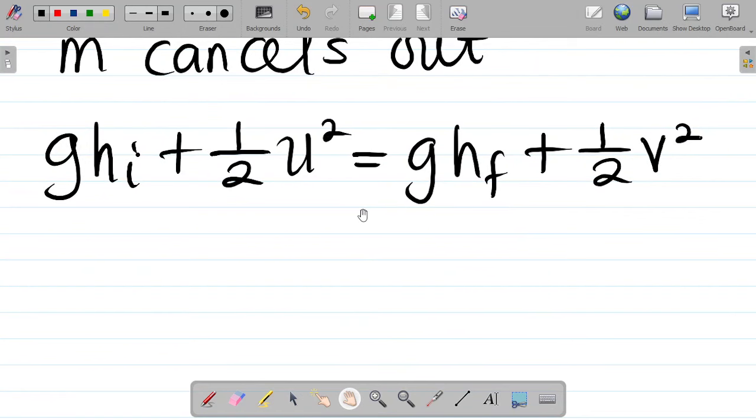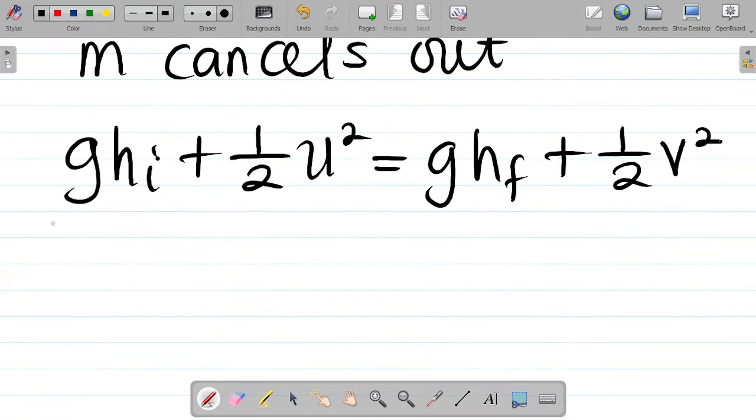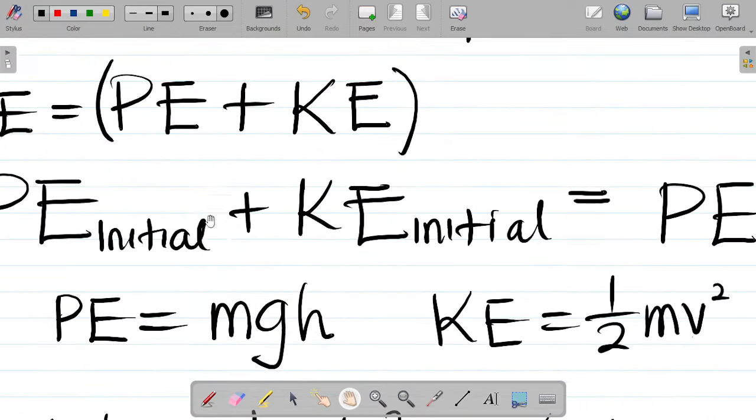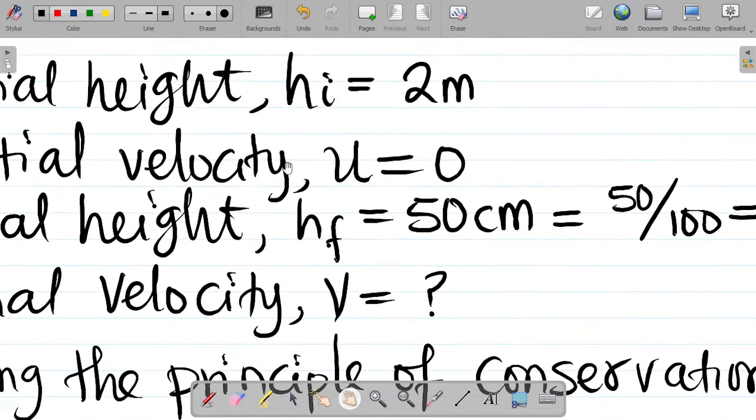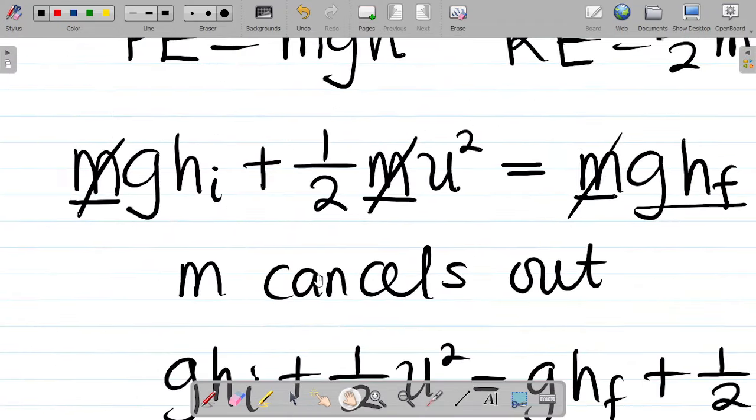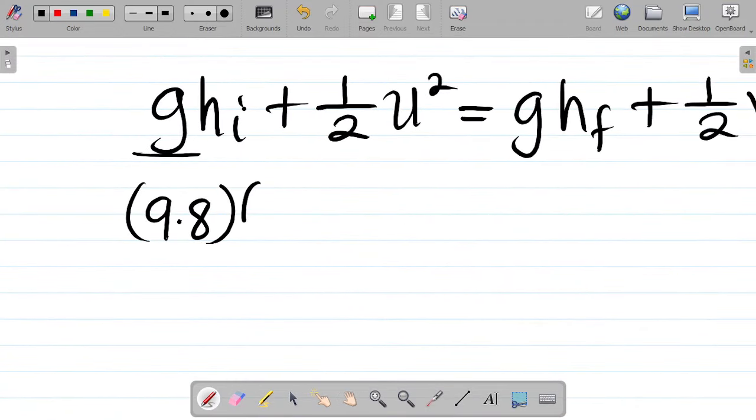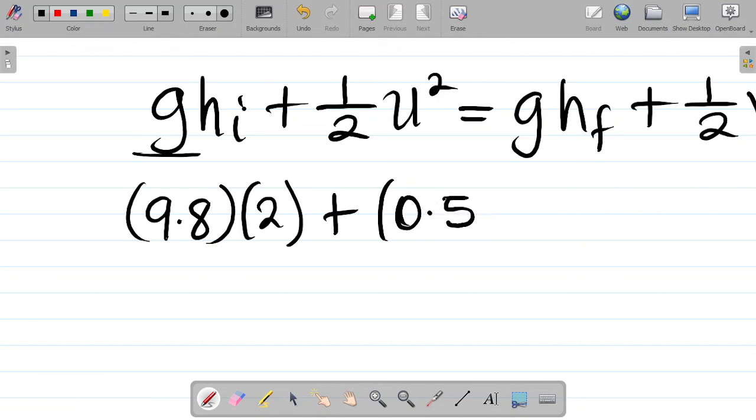All right, let's impute values again. G here is 9.8, so 9.8 into height initial. Let's check the value of height initial again. The value of height initial is 2 meters. So this is 2 plus half. We could just call this 0.5, so half is the same as 0.5 to make it easier for us, into u squared.